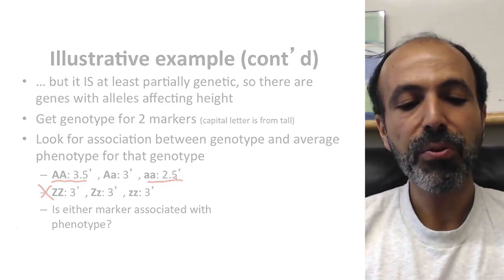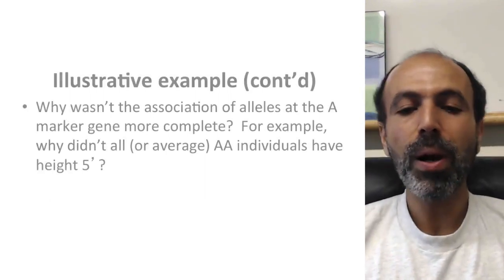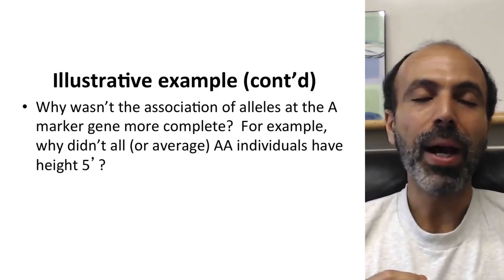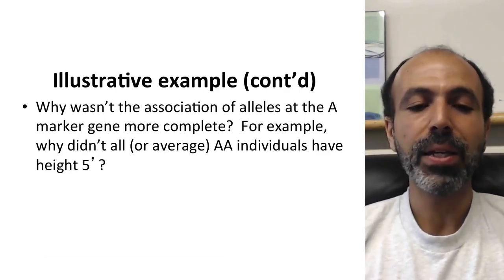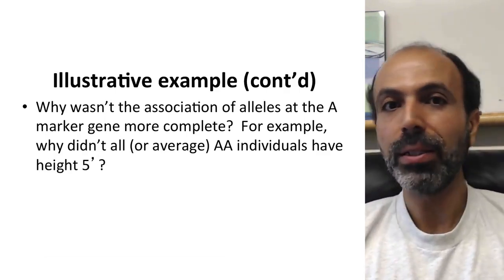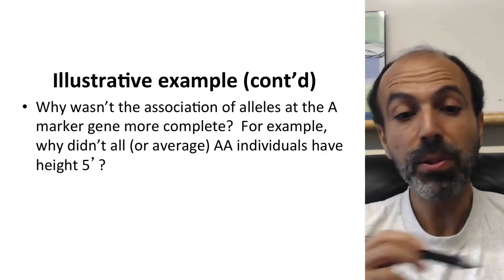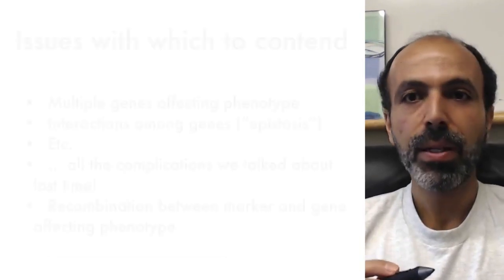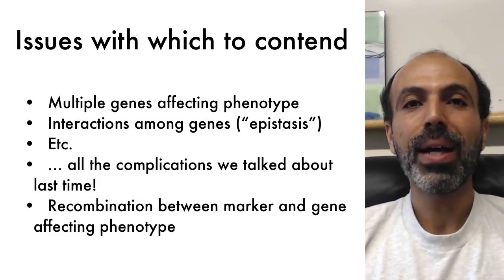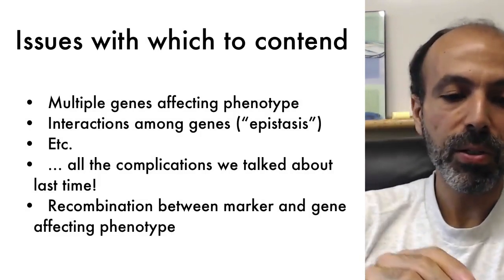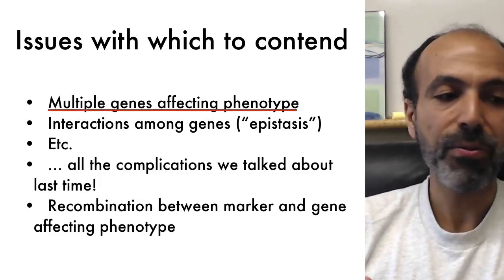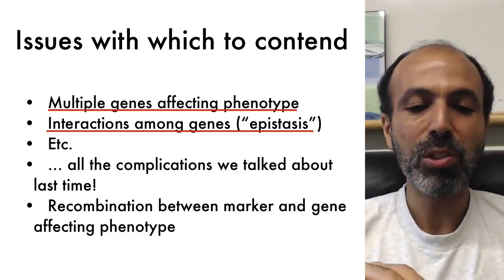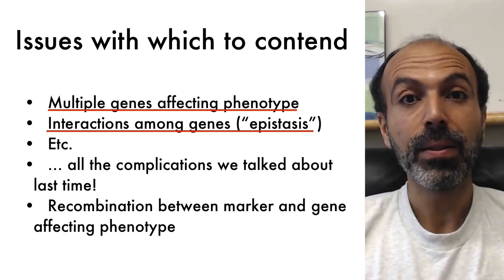Now let me ask you a different question. Why wasn't the association of the alleles with the A marker much more complete? Why weren't big A individuals 5 feet tall and little a individuals 1 foot tall? Because that's what we saw with the parentals. Why didn't we see that? Well, the answer is all the things we talked about last time and one more. There's the possibility that there are multiple genes affecting the phenotype. This one's very likely to be true. It's also possible that there are interactions among the genes, or epistasis, right?